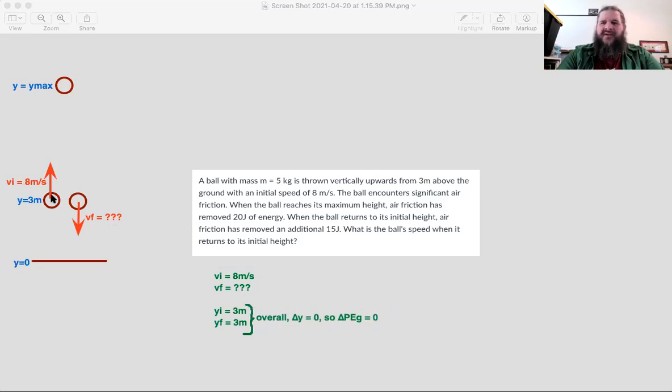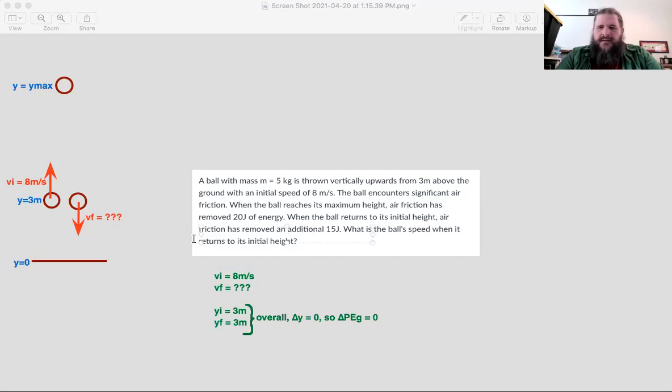We could choose anywhere as initial and anywhere as final. But if we specifically choose this initial and this final, initial is 3 meters on the way up, final is 3 meters on the way down, that's very convenient because it means we know the initial and final heights are the same. That means overall there's no change in potential energy of gravity. In fact, the only thing that's really changing from initial to final is what? What type of energy is changing? Yeah, we got velocity changing, which corresponds to what kind of energy? Yeah, kinetic energy is changing.